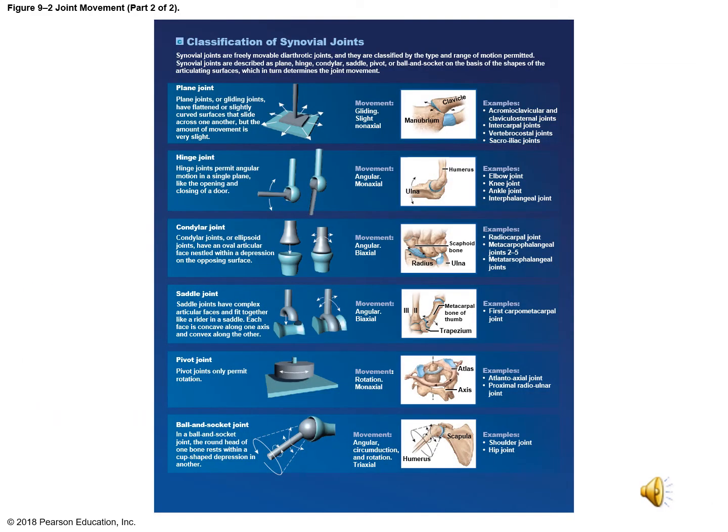There are a number of different types of joints. They're going to be classified on the basis of the shape of the articulating bones, and each of the different joints is going to permit a different type and a different range of motion.